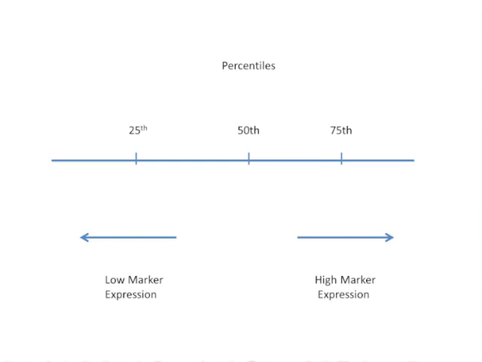Before we get started, I should say a little about how I'm using the terms 25th, 50th, and 75th percentile. This slide defines how I'm using percentiles to define groups of subjects. A group of subjects with marker expression greater than the 75th percentile has high marker expression, while the group of subjects with marker expression less than the 25th percentile has low marker expression. I'll use the phrase subjects with marker expression greater than the 25th percentile sometimes. That refers to the 75% of the study population with the highest marker expression.